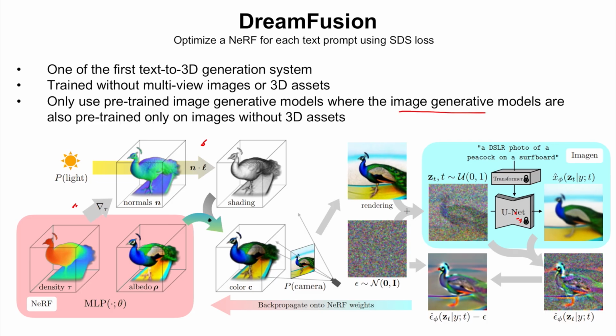Also, image generative models are pre-trained only on images without 3D assets, so this work does not require any 3D assets for text to 3D generation. It only uses an image generative model, which itself is also trained only on images without 3D assets. So without using any 3D assets, this work shows the possibility of using an image generative model for text to 3D generation.